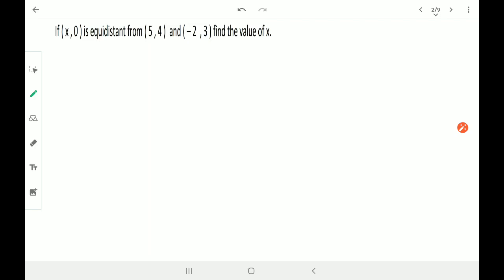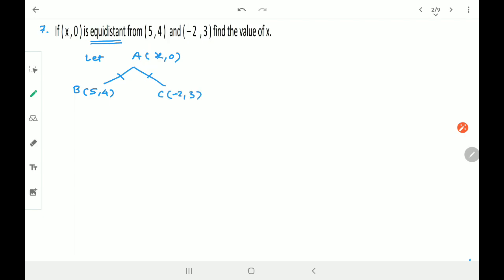Now this is a very interesting word which you can see here, equidistant. This is the seventh question in fact. Equidistant means distance is equal. Let me consider A as (x, 0), which is equidistant from B, if I take (5, 4), and C, which is (-2, 3).